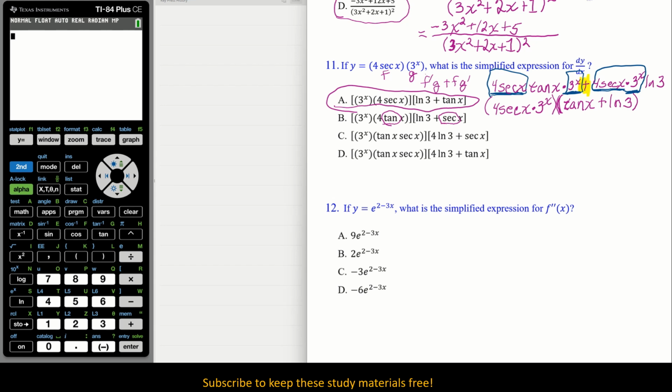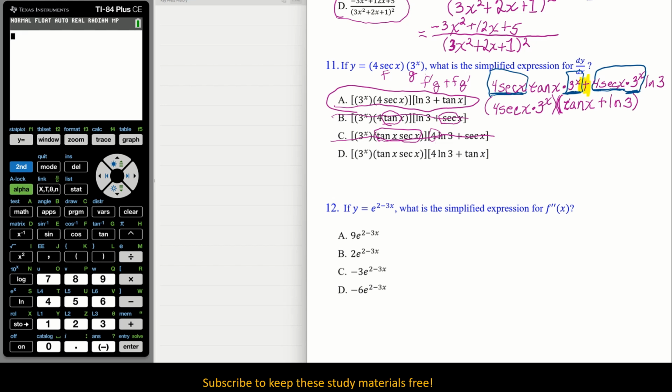Okay, and let's look at C. I agree with the 3 to the x power. Okay, this right here, they just pulled out the entire first part and then just left the 4. So this is incorrect factoring. That's what that is, okay?